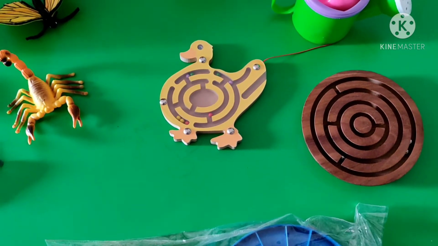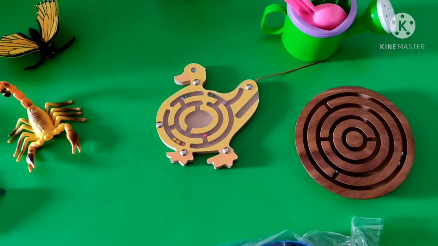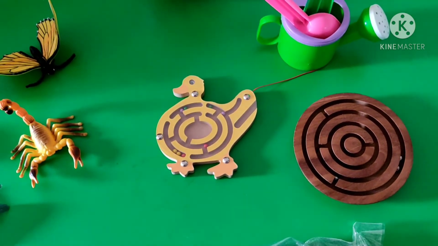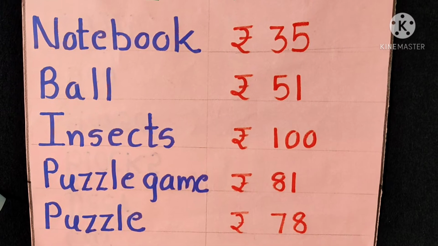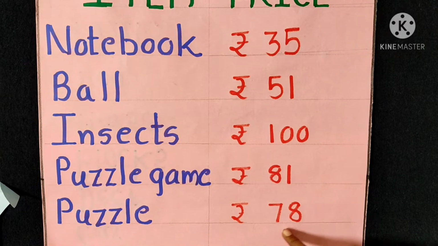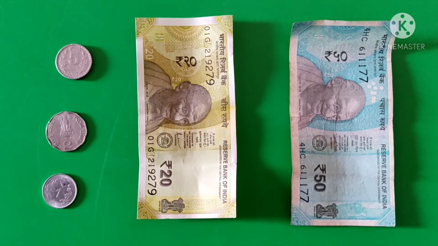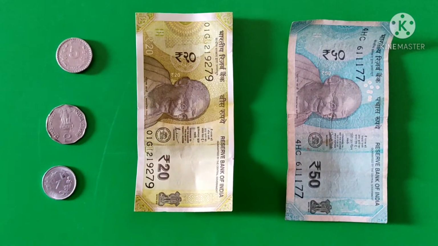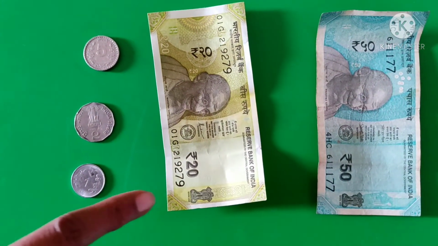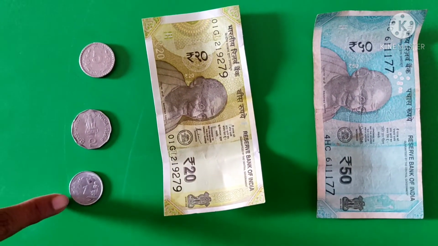Priya, do you want to buy something? Yes, now I would like to buy a puzzle. Okay, then see the price of this puzzle. Do you want to buy a puzzle or a puzzle game? I would like to buy a puzzle. Okay, then you need to pay 78 rupees. Now I know how to pay money. I need to pay a 50 rupees note, a 20 rupees note, a 5 rupees coin, a 2 rupees coin and a 1 rupee coin.